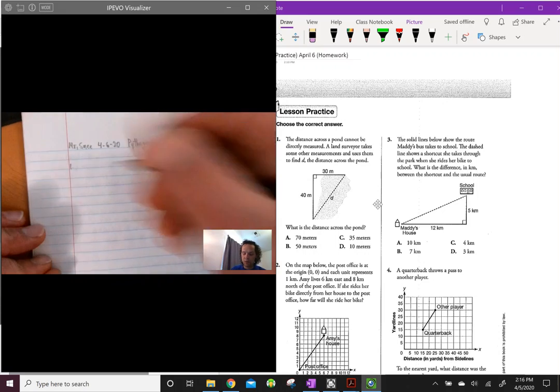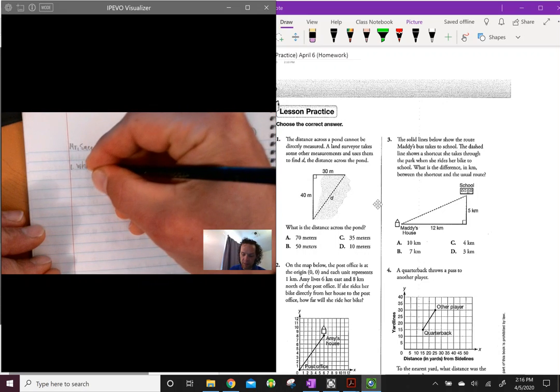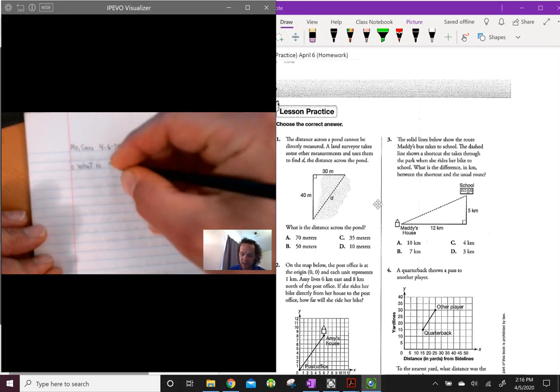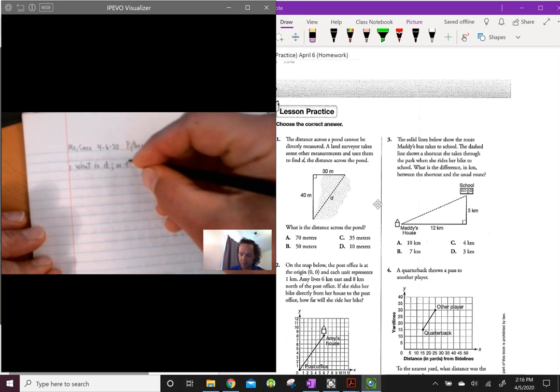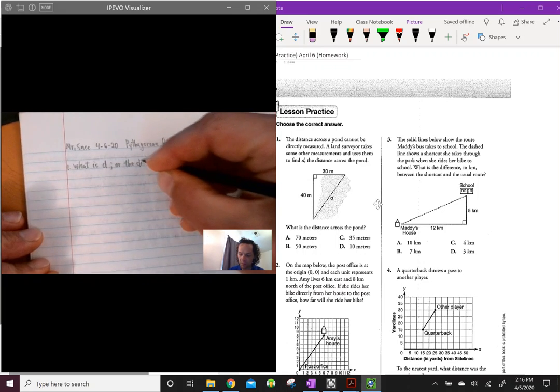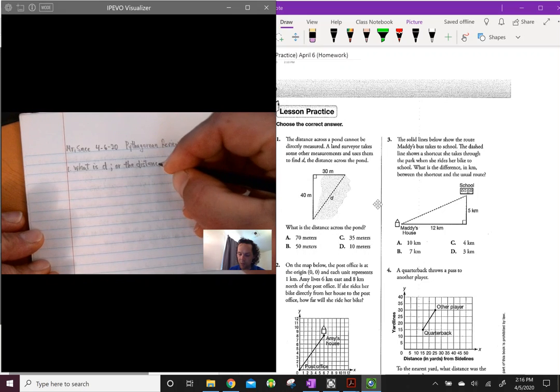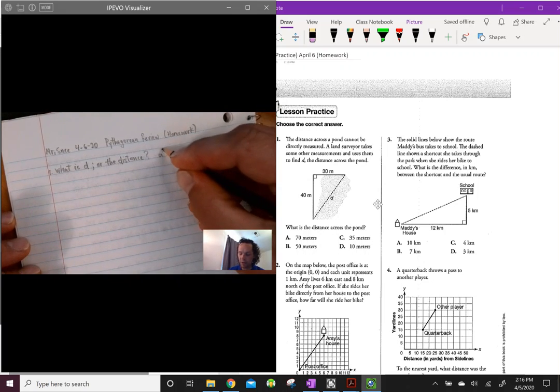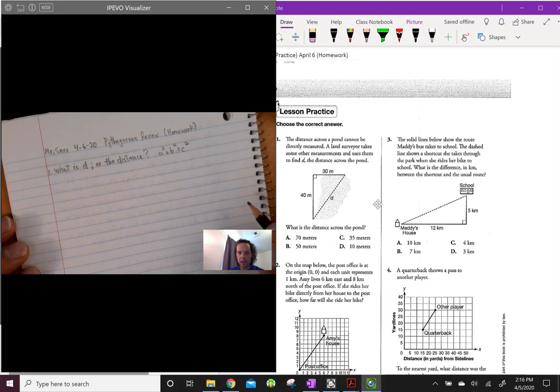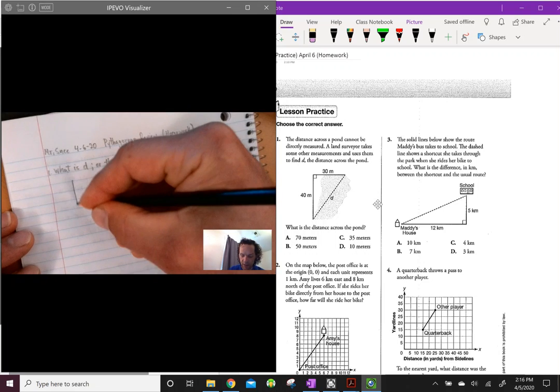All right, so what is D? What is D? Or the distance? Now I'm going to use the Pythagorean theorem, right? The Pythagorean theorem is a squared plus b squared equals c squared. A and B are the legs. You guys know this stuff. I draw this diagram out, right?